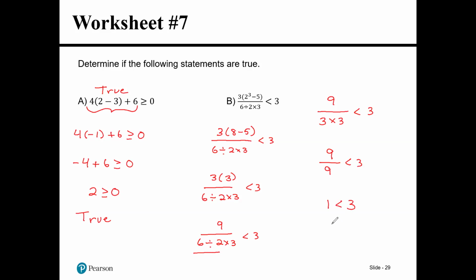Is 1 less than 3? True. But you're thinking that was going to be false because the other one was true. Nope, they're both true statements.